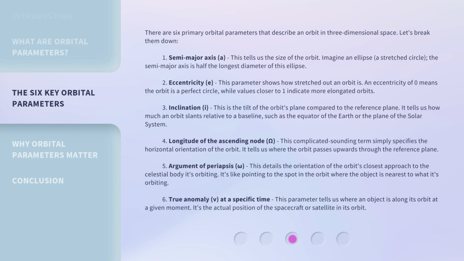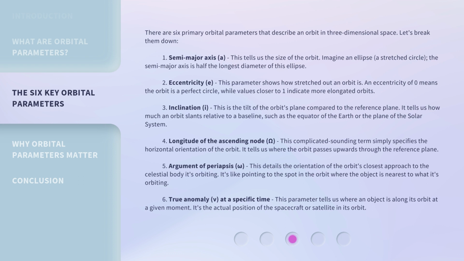There are 6 primary orbital parameters that describe an orbit in 3-dimensional space. Let's break them down. 1. Semi-major axis, a. This tells us the size of the orbit. Imagine an ellipse, a stretched circle. The semi-major axis is half the longest diameter of this ellipse. 2. Eccentricity, e. This parameter shows how stretched out an orbit is. An eccentricity of 0 means the orbit is a perfect circle, while values closer to 1 indicate more elongated orbits.